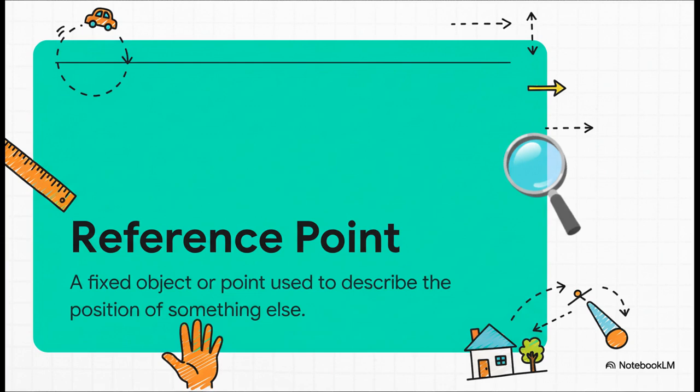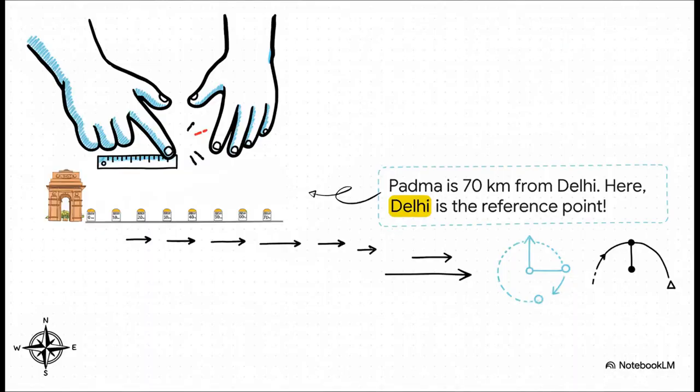You have to ask, 2 kilometers away from what? But if they say, I'm 2 kilometers away from the big temple, now you know. That temple is a fixed landmark. It's the reference point. Let's go back to our friend Padma. When she sees a milestone on the road that says Delhi 70 kilometers, what is it telling her? It's telling her position. Her location is 70 kilometers away from a fixed reference point. And in this case, the reference point is the city of Delhi.